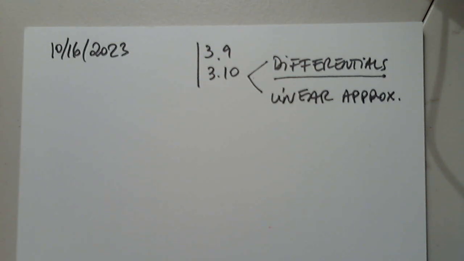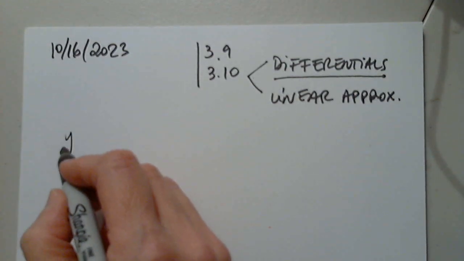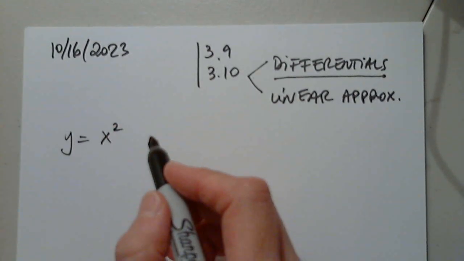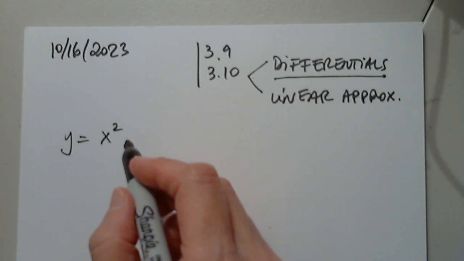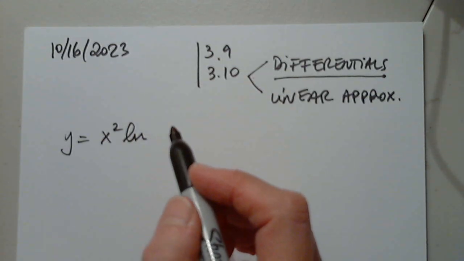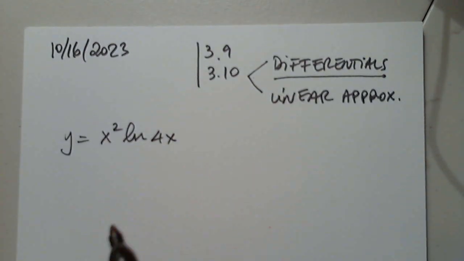I have it. For this one, I can just read it to you. Another one, you might need to go to it. Okay. So for this one, it's y equals x squared ln, natural log, yes, 4x. And we have to differentiate and then differentiate again.